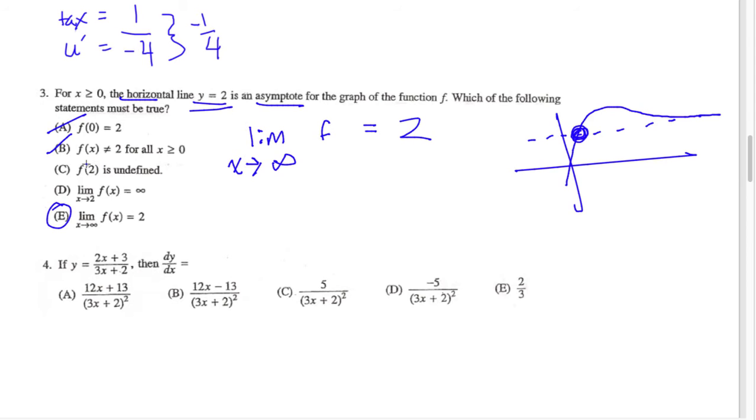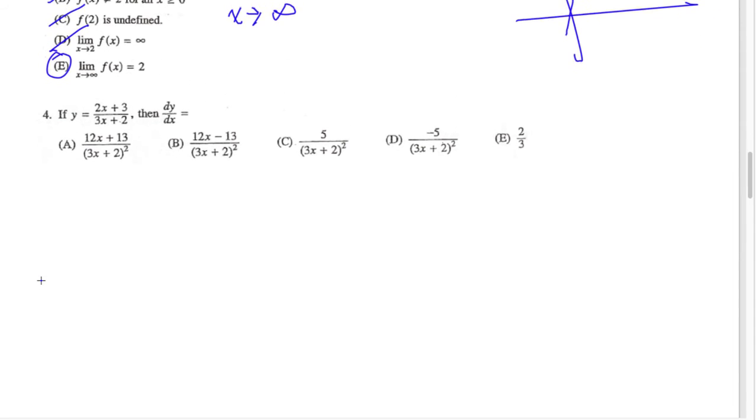F of 2 is undefined. That kind of sounds correct, but if I had a vertical asymptote, that would be correct. As I get closer and closer to 2, I go to infinity. That's the flip version of E, and then E is the correct answer. All right, we understand 3 really well now? All right, Rochelle, we're good. All right, let's go on to number 4.